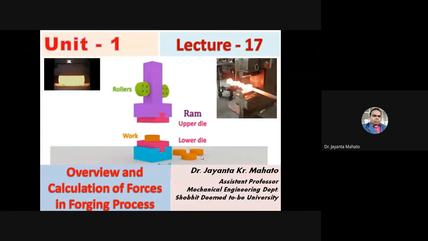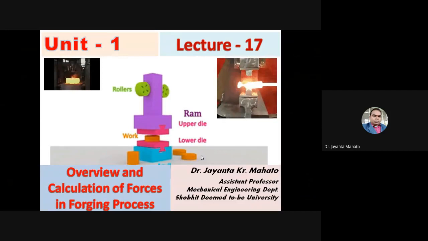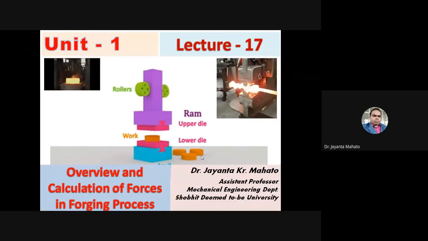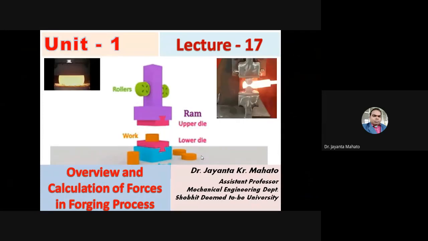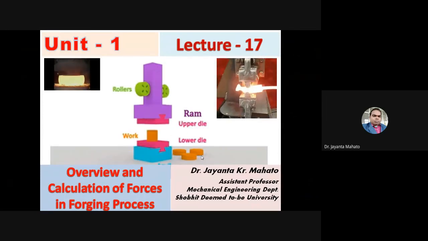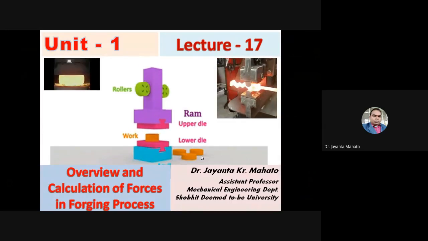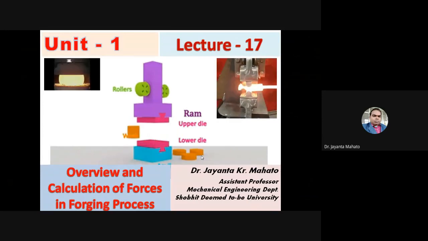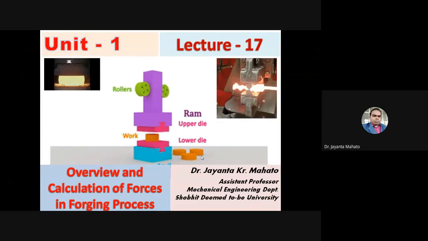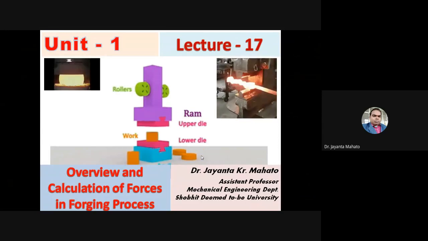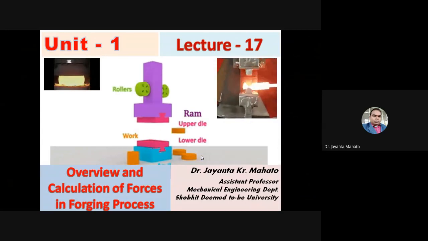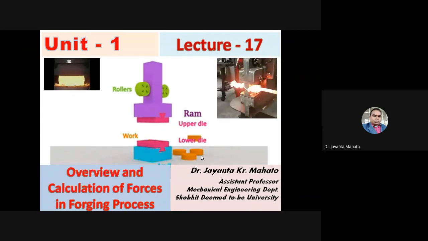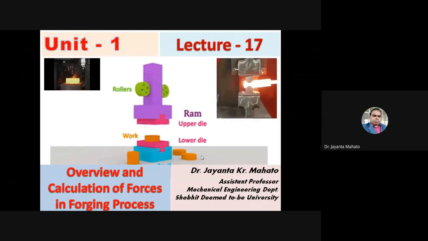Today we will talk about another forming operation, that is forging. Some overview of forging operations, the process required to forge the raw material, and how you calculate the process in forging. I think all of you know the forging process. A simple example of the forging process is the blacksmith.